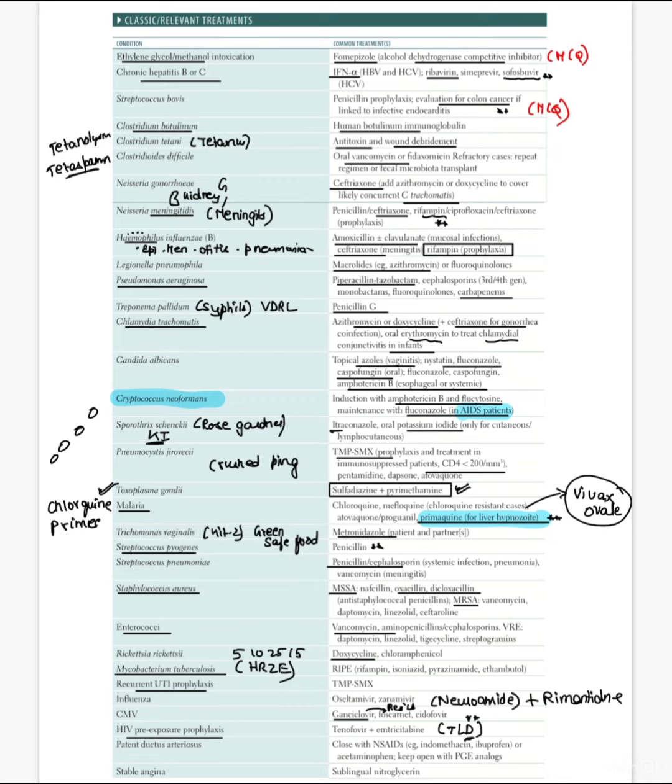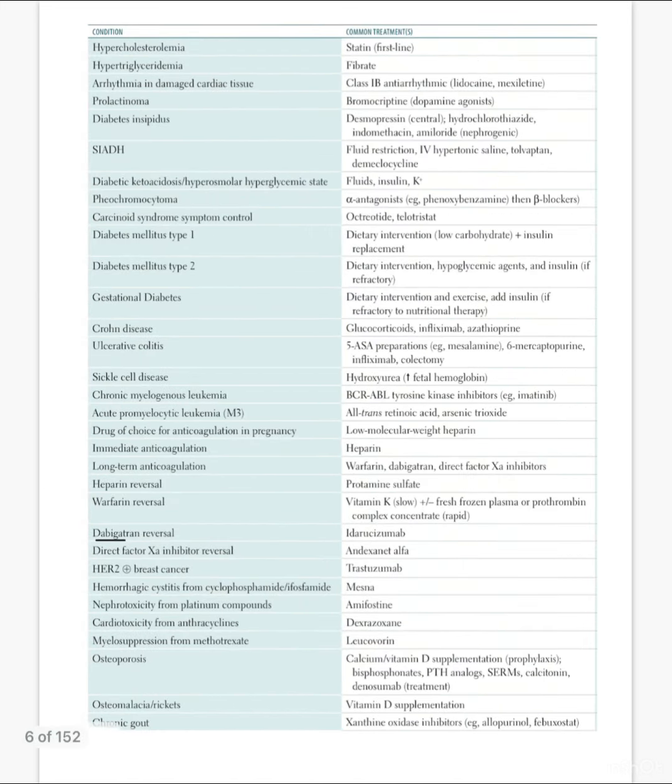Then patent ductus arteriosus, guys. Basically there is a communication between the aorta and the pulmonary artery. So we close it with NSAIDs, that is indomethacin, and keep it open with a PGE analog, that is misoprostol, which helps you keep it open. If there is angina, guys, sublingual nitroglycerin, this is very important. Every one of you knows this already. Now coming on to the other ones, guys.